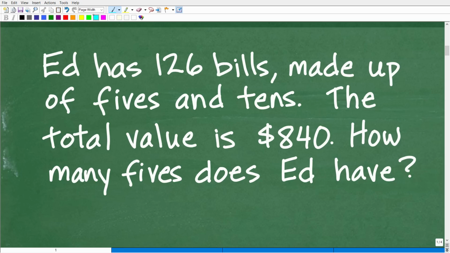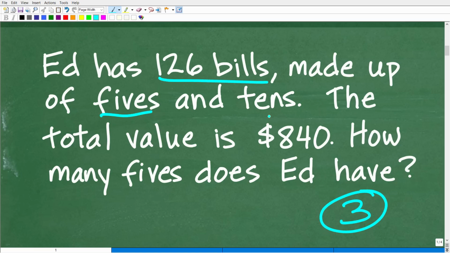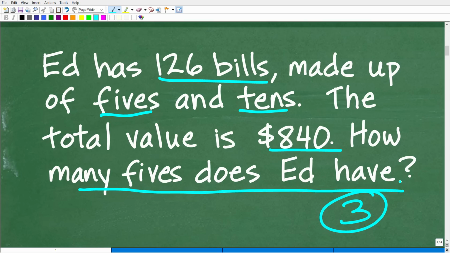The first thing that we want to do in any math word problem, or any problem at that, is to read the problem. I like to use the rule of three. Read the problem at least three times before you start doing anything. Read it once, then the second time, start getting information. And then the third time, make sure you understand the question, because you can't start formulating a strategy to solve the problem unless you're crystal clear on what the question is. And of course, we have Ed with all this cash made up of fives and tens, and the total amount of that cash is $840, but we're looking for how many fives does Ed have?